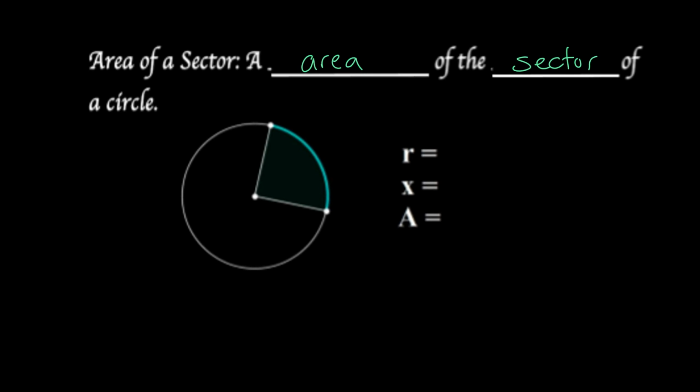Now, what do you think R stands for? Good. Always the radius. And X, what is X there that I put? The angle. Now, I know this says big A, but I want you to put a big A and then in subscript SEC, so that we can clearly see, oh, this is area of the sector. Area of the sector.